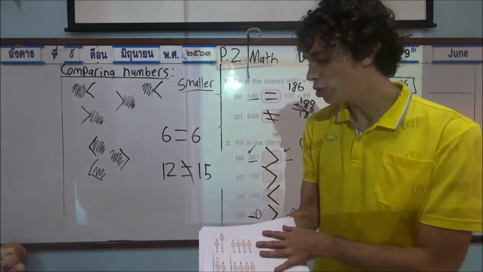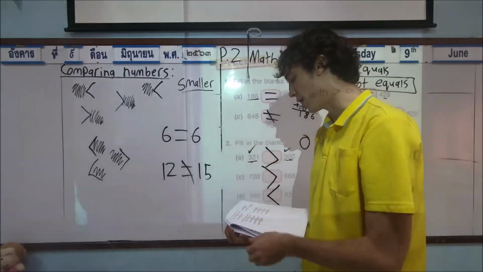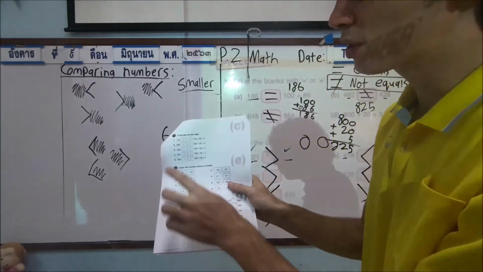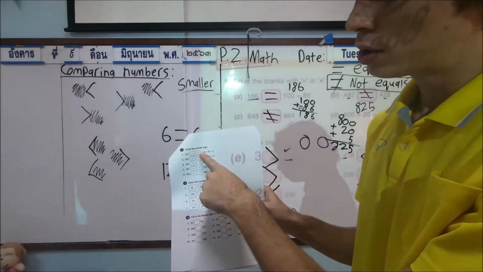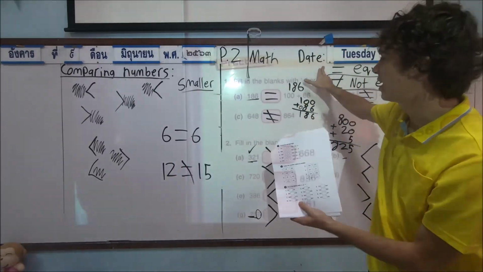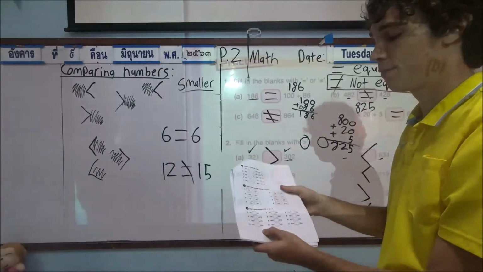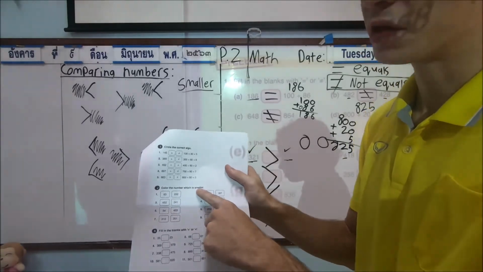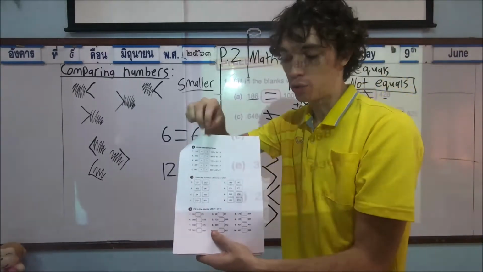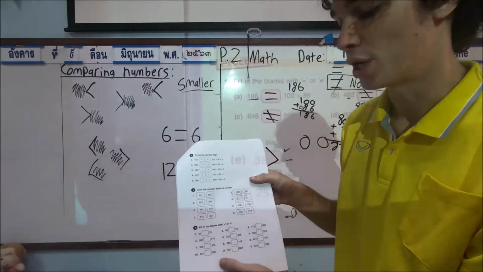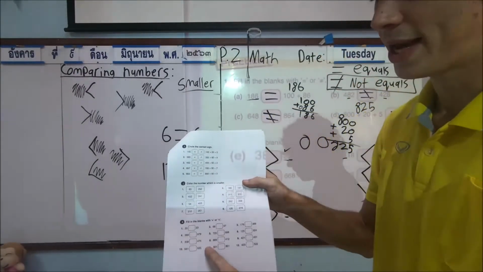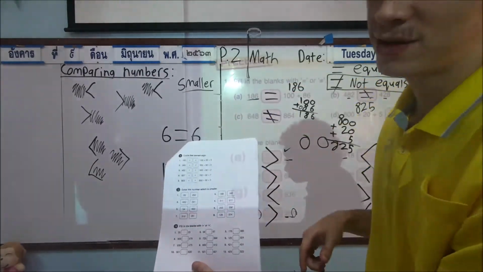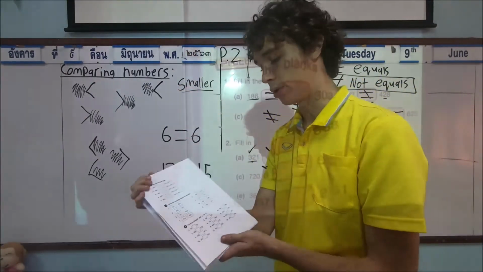Okay, now you have to finish the rest of this work. The next page, you have to circle. Is it equal? Not equal. The same? Not the same. J, color the number which is smaller. I want you to color the smaller number. And part K, I want you to make the alligator greater than or less than. Eat the big number.